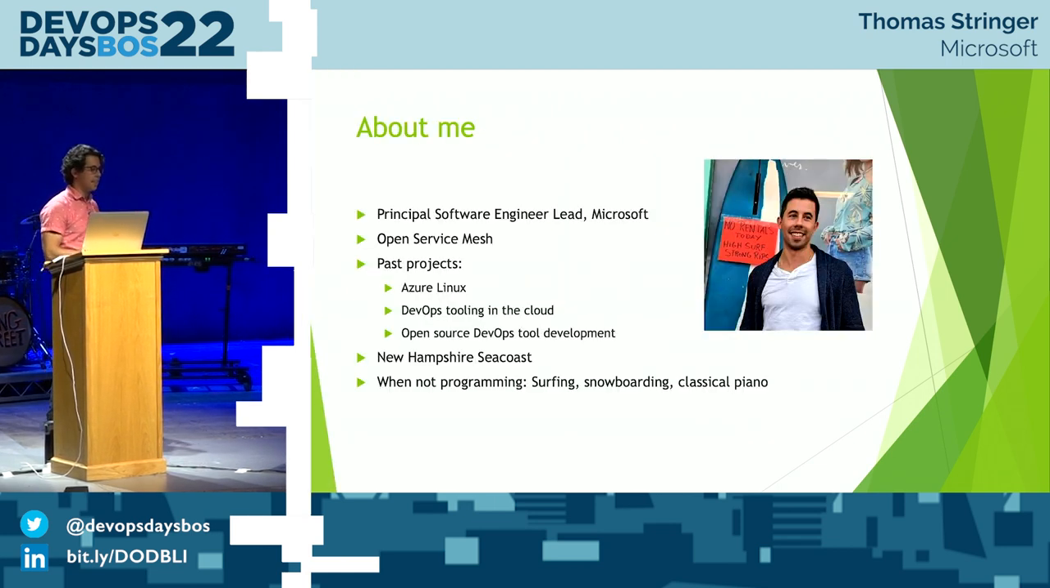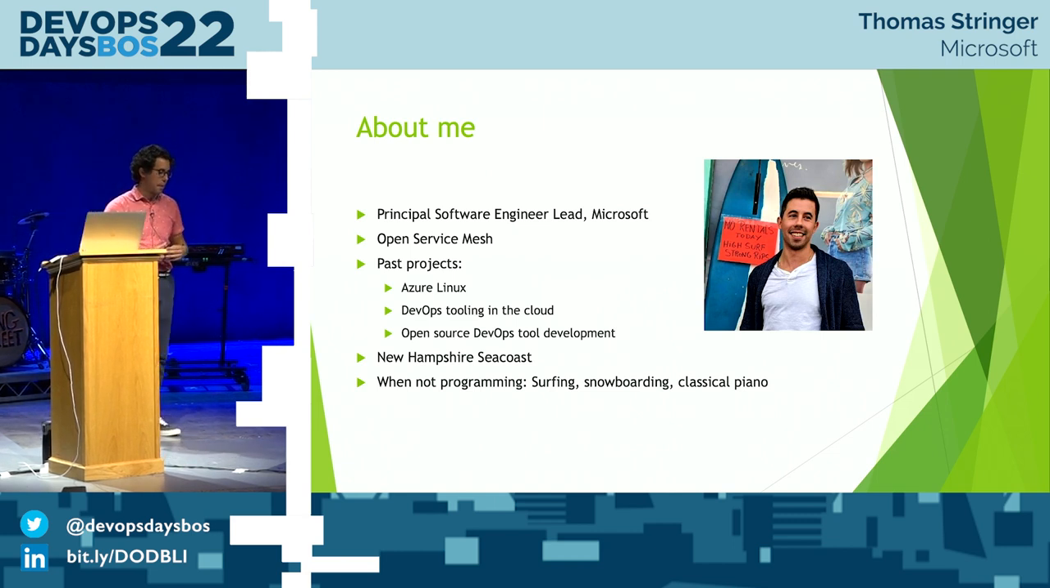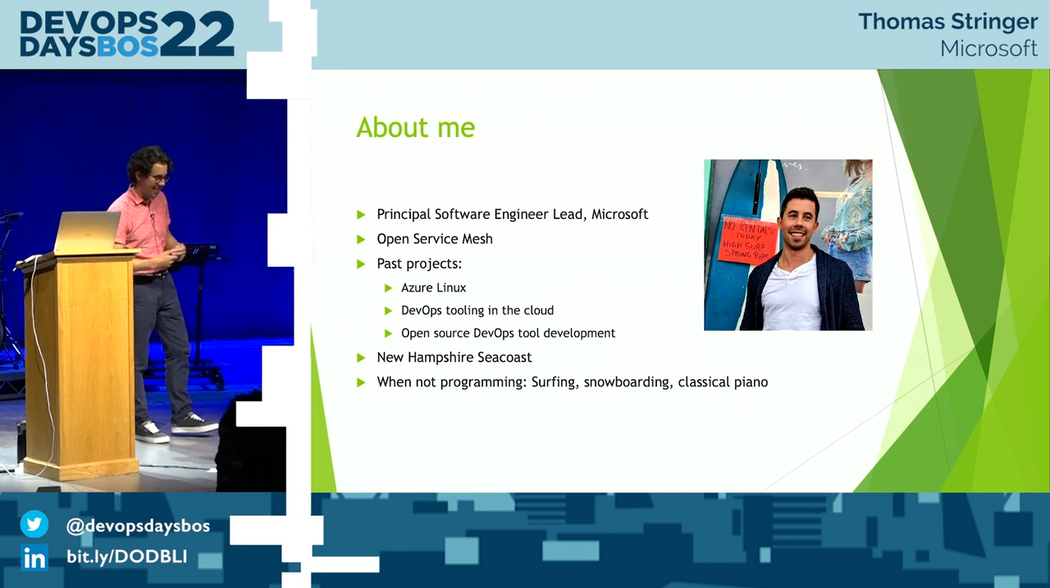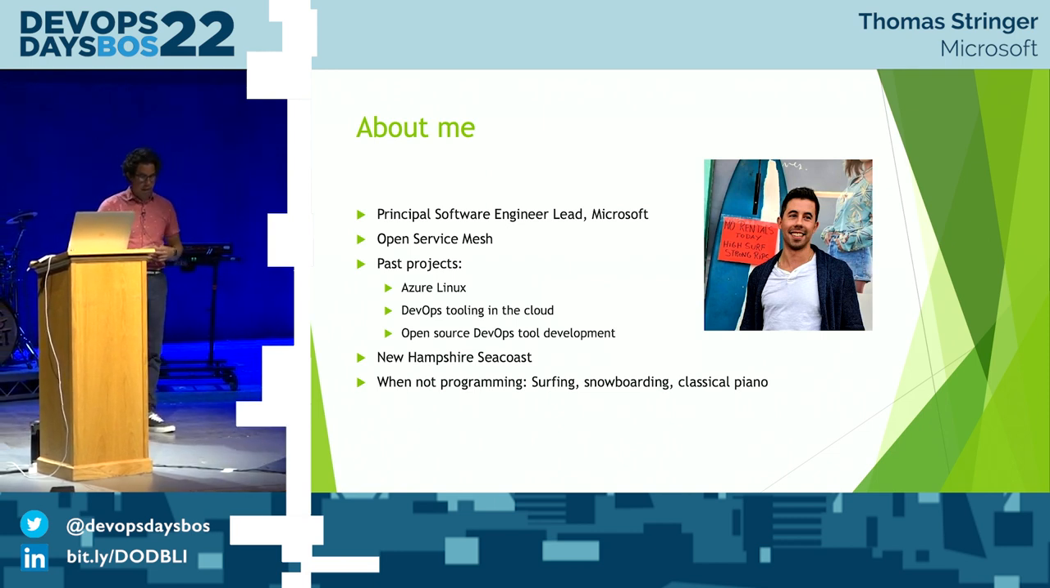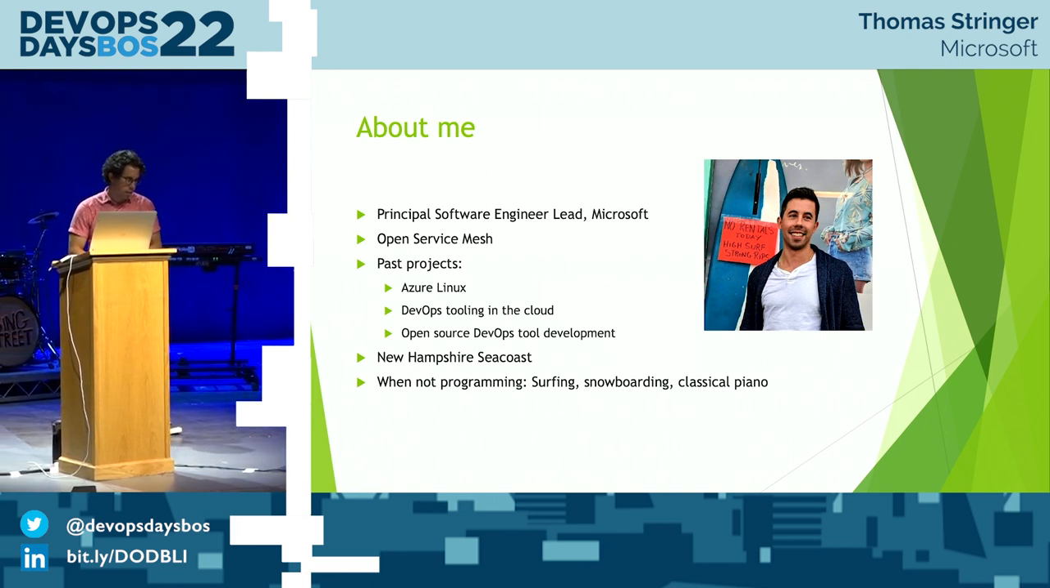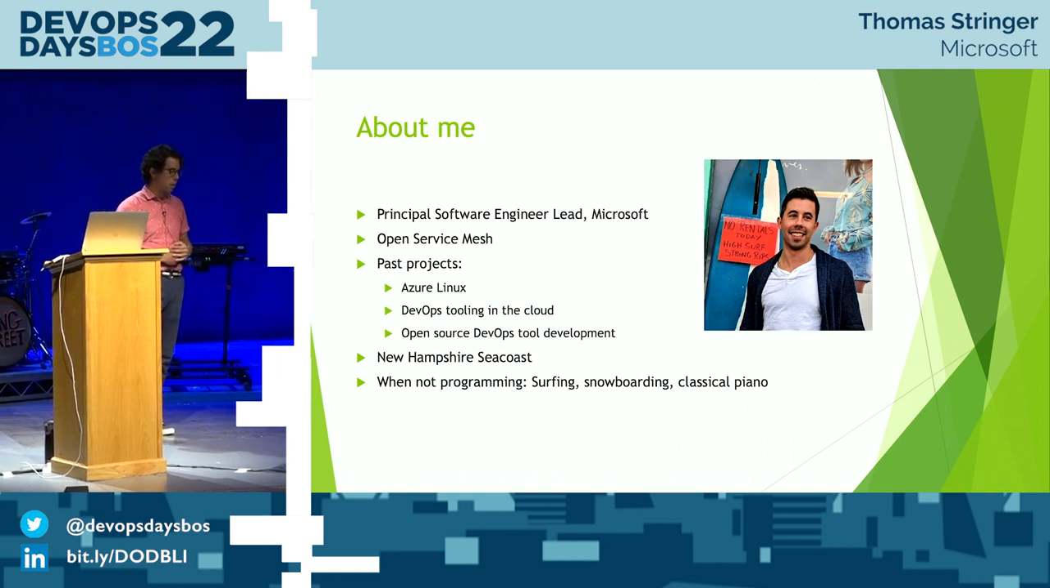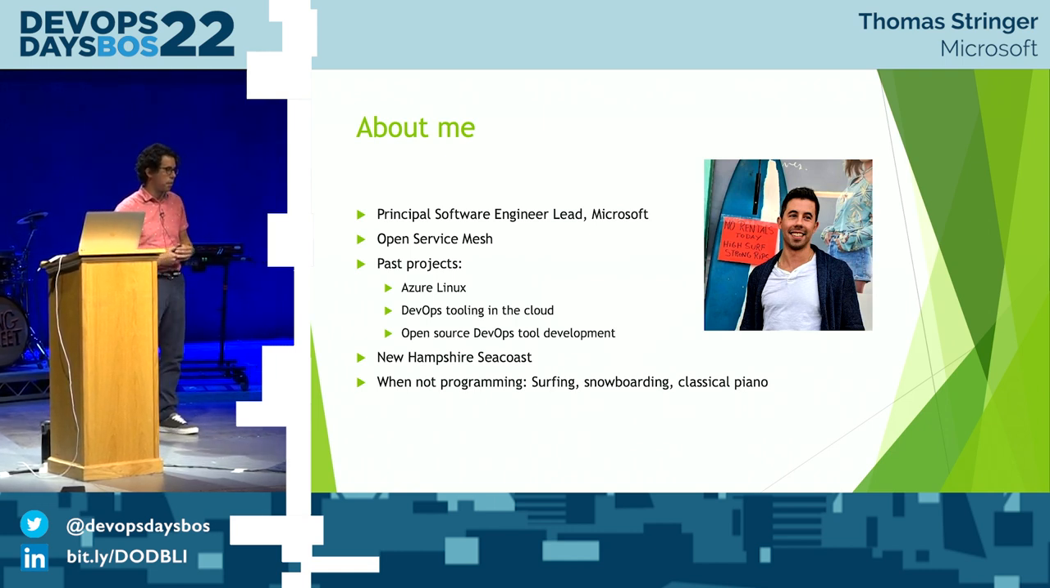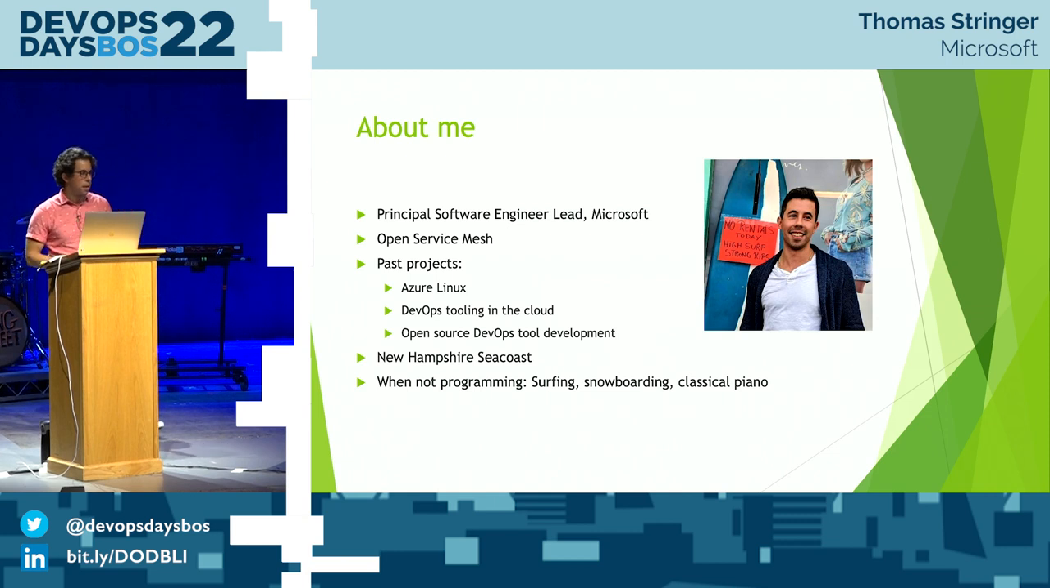Before we get into the zeros and the ones, just a couple of quick notes about myself. My name is Thomas Stringer. I am a principal software engineer lead at Microsoft. The project that I'm currently working on is Open Service Mesh, which unsurprisingly I will be talking about here today. And some of the things that I've worked on in the past recently, I was a developer working on Azure Linux software, DevOps tooling in the cloud and not in the cloud, open source tooling.